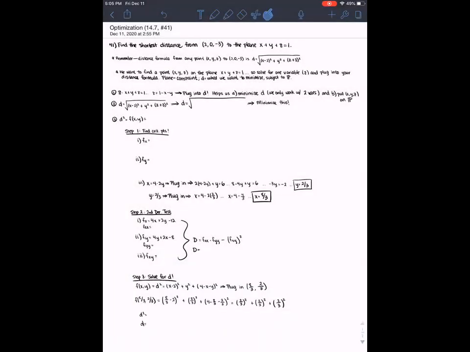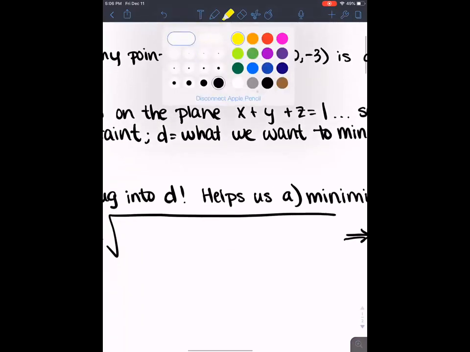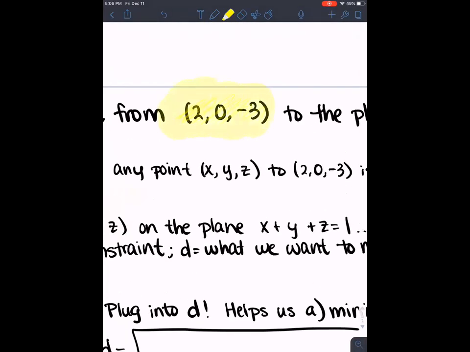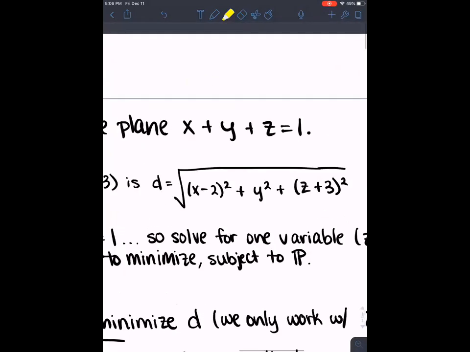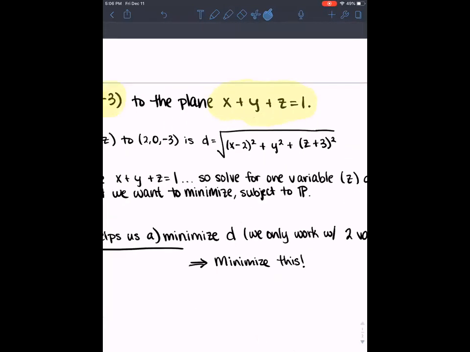And so what we'll be doing is we're going to be using the second derivative test in order to find the minimum distance from a certain point to a plane. So our certain point is (2, 0, -3). So I'm going to zoom in here. We want to minimize the distance between this point, (2, 0, -3), to the plane x + y + z = 1. We should be thinking of a few things here.